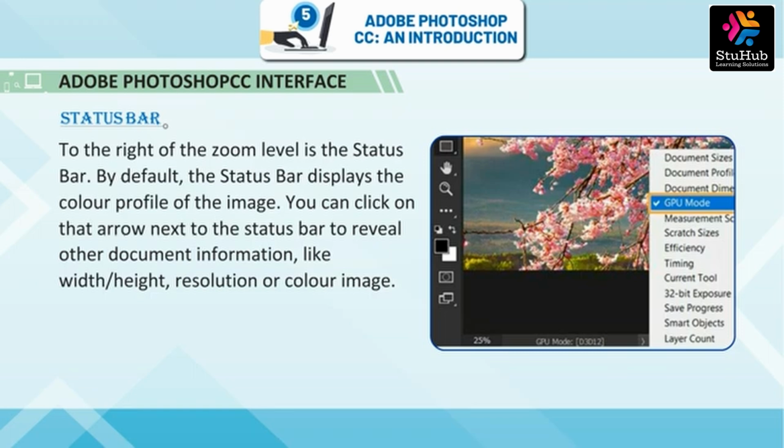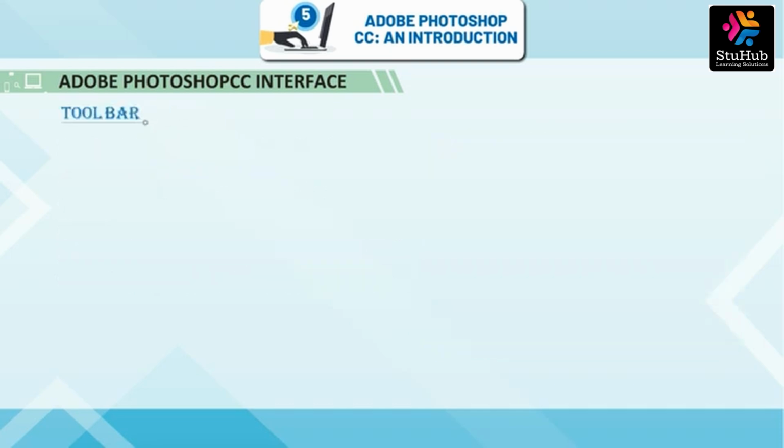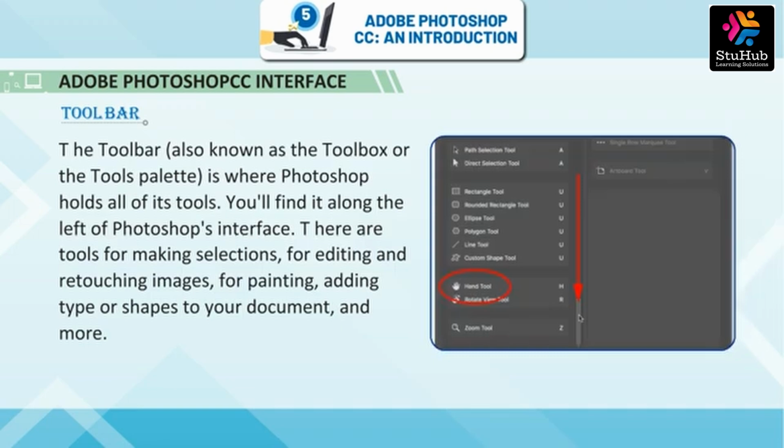You can click on that arrow next to the status bar to reveal other document information like width or height, resolution or color image. Toolbar. The toolbar, also known as the toolbox or the tools palette, is where Photoshop holds all of its tools. You will find it along the left of Photoshop's interface.